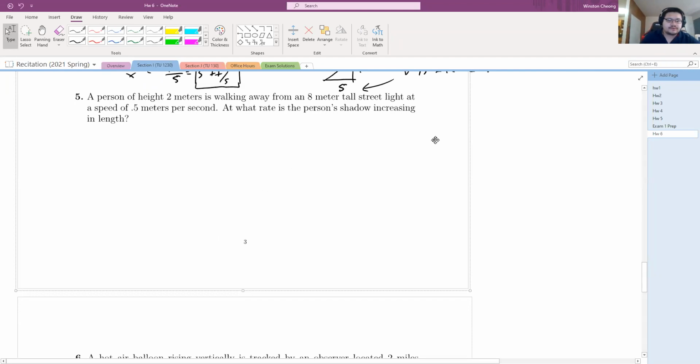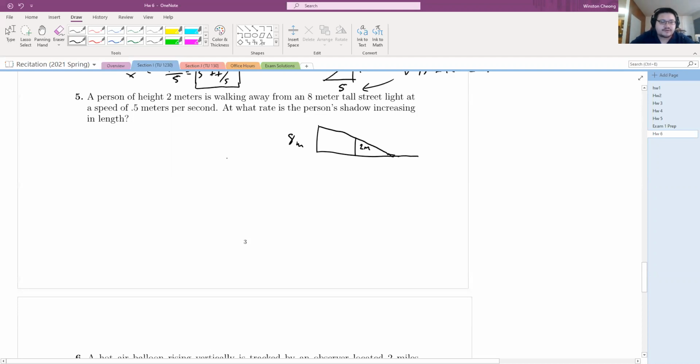So number five. We've got a person, a height, and so this problem is one of the similar triangle problems. The best thing to do is to start by drawing the situation here. We have some street light that is 8 meters, and we have a person that is 2 meters, and there's a shadow that's being cast. So that's what makes the similar triangles.